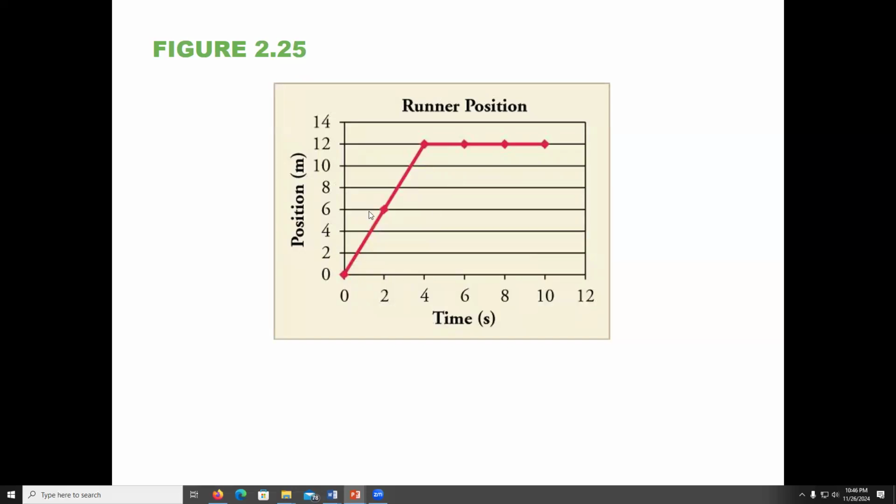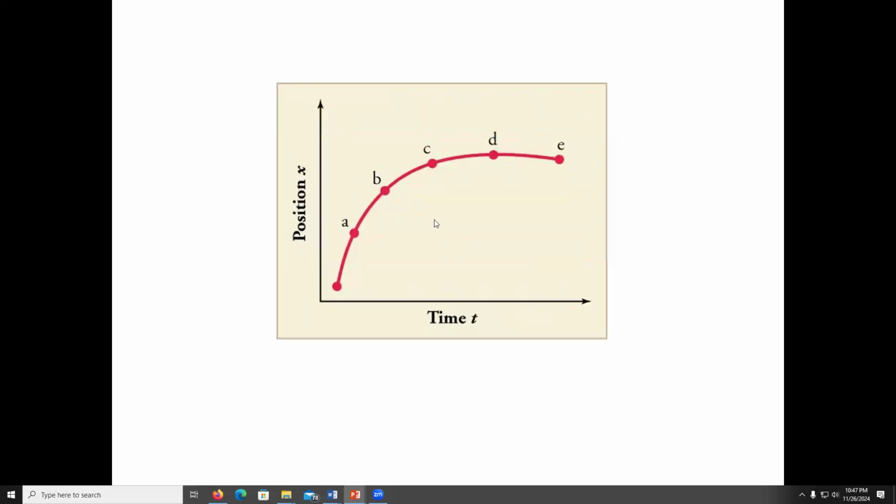So that shows us a trip for position versus time. In position versus time, that's distance versus time, that's speed. So you know the trip here took about 10 seconds. And for the first 4 seconds, the runner was increasing the speed. But when the runner reached 4 seconds, the runner maintained the speed of 12 meters per second.